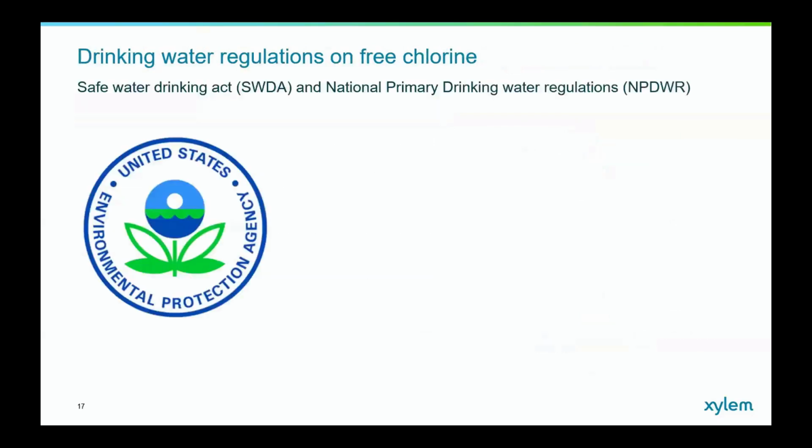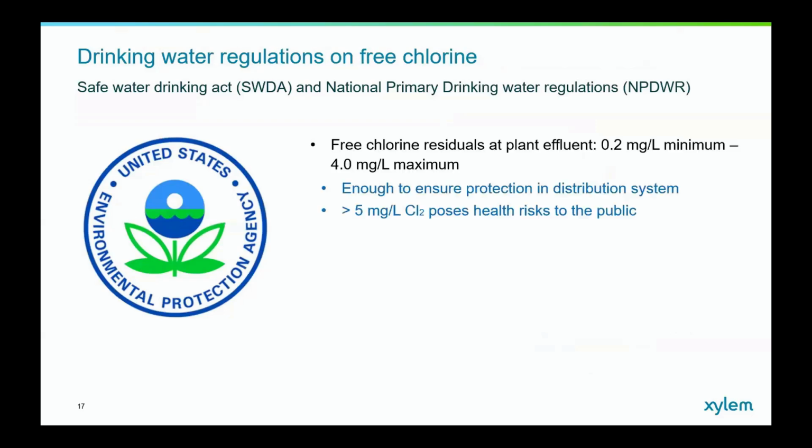Drinking water treatment plants are regulated by the EPA on the amount of free chlorine they can discharge. Drinking water plants are responsible for discharging enough free chlorine to protect the water in the distribution network until it reaches customer taps. In general, free chlorine residuals at plant effluents range from 0.2 milligrams per liter to 4 milligrams per liter maximum. Anything above 5 milligrams per liter free chlorine can pose risks to human health.